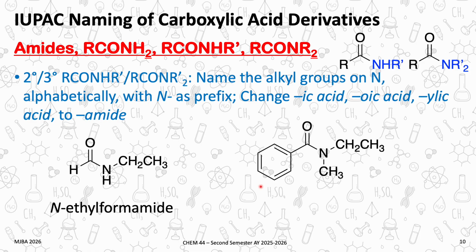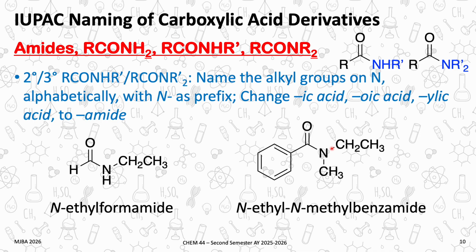The second example, we have 2 different groups on the nitrogen, an ethyl, the CH2CH3, and a methyl. And then the carboxylic acid group here is the benzoic acid. So to name the group on the nitrogen, although methyl is the shorter one, it doesn't mean that it will be named first. It still should be alphabetical.